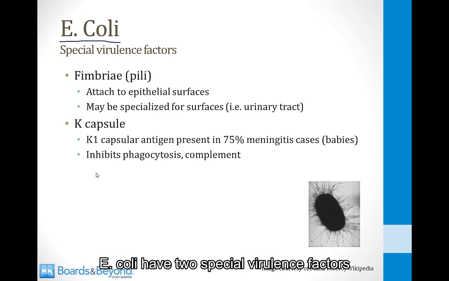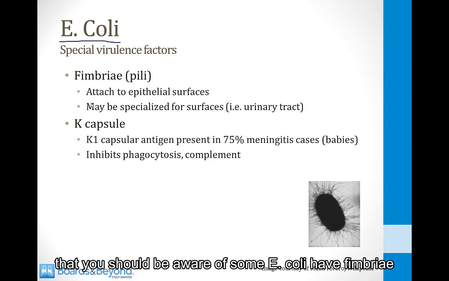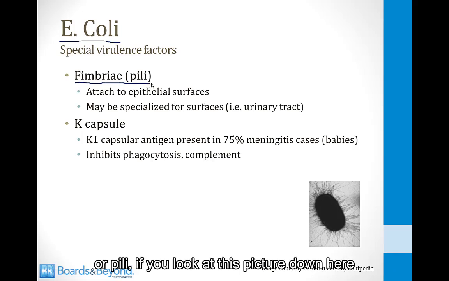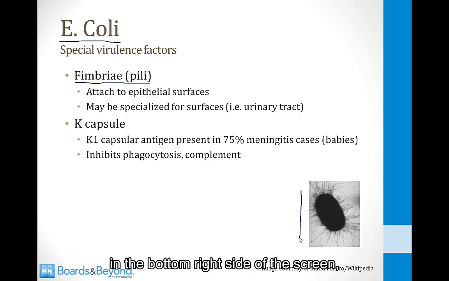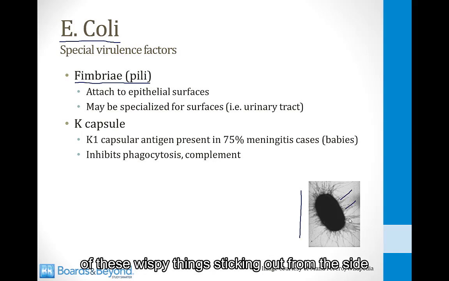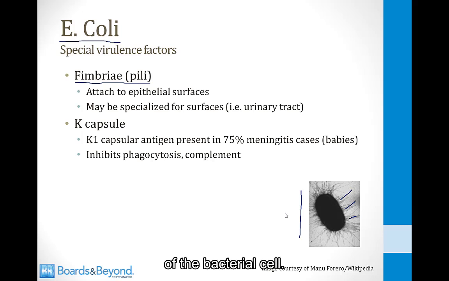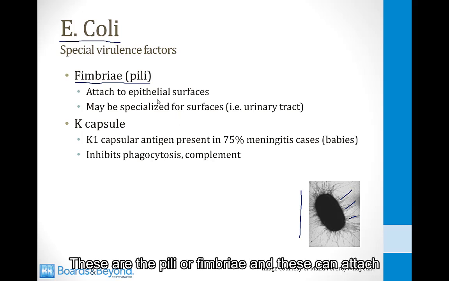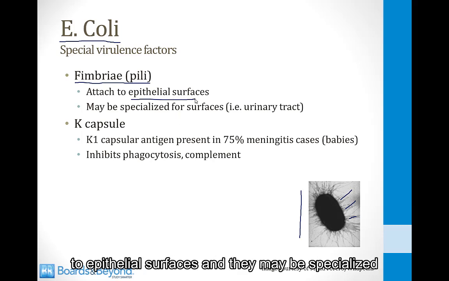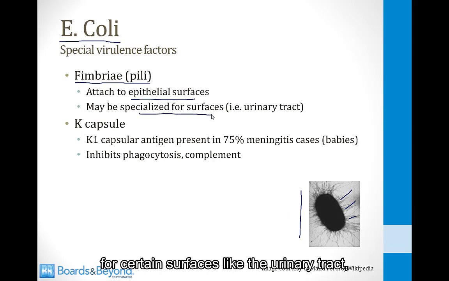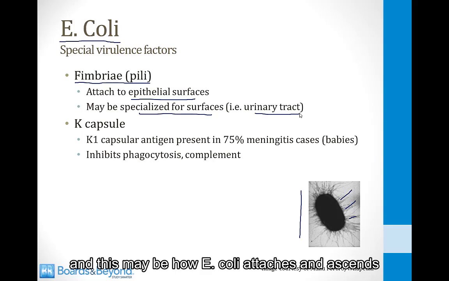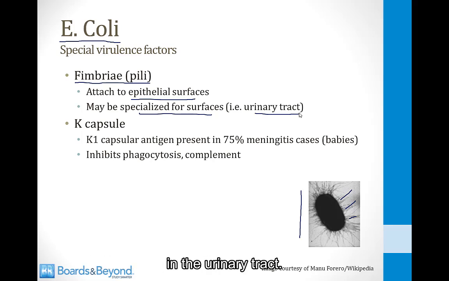E. coli have two special virulence factors that you should be aware of. Some E. coli have fimbriae or pili. If you look at this picture down here on the bottom right side of the screen, you will see that this E. coli has lots of these wispy things sticking out from the side of the bacterial cell. These are the pili or fimbriae, and these can attach to epithelial surfaces, and they may be specialized for certain surfaces like the urinary tract, and this may be how E. coli attaches and ascends in the urinary tract.